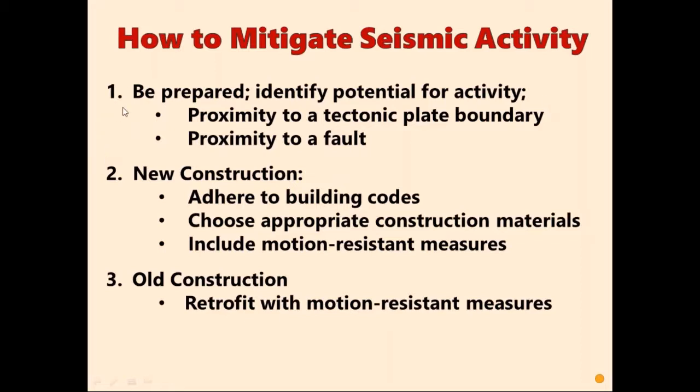Another way to mitigate seismic activity would be as far as building stuff is concerned. And again, I'm not an engineer, but the general ideas are easy to see, I think, even from a geologist's perspective, right? The building codes exist in a particular area for a reason, and using the appropriate construction materials to build something would be wise. Maybe including motion resistant measures to a structure that you're building.